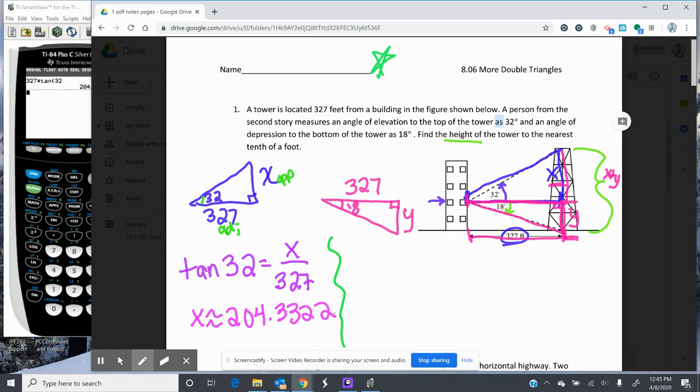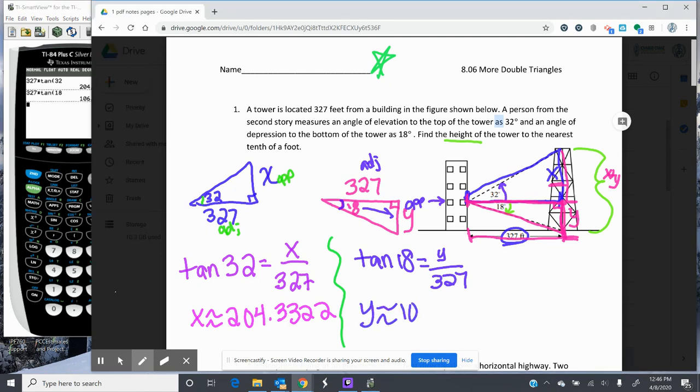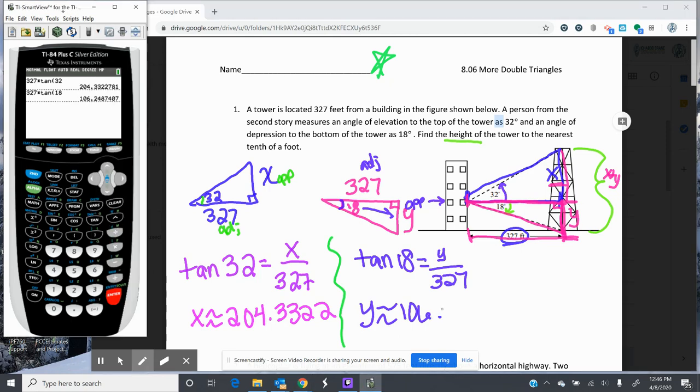Okay. The next picture, we're going to find y. So here we have from our 18 degrees, the opposite side is y, adjacent is 327. So again, we're using our tangent function of 18 degrees. Remember to put the angle, tan 18 equals y over 327. So again, 327 times tan 18 gives us 106.2487.